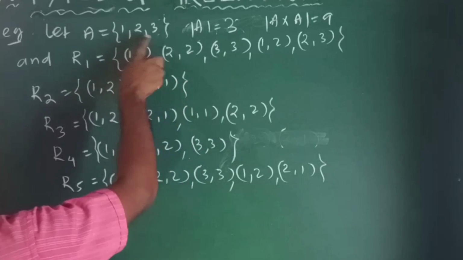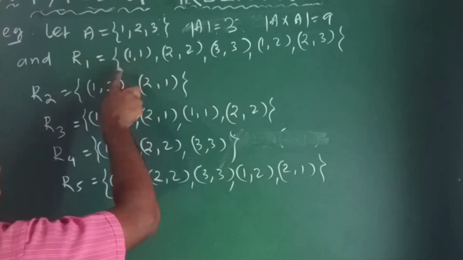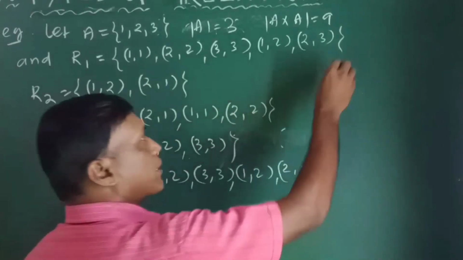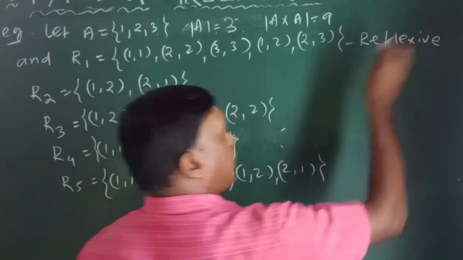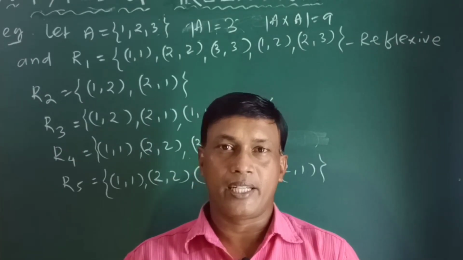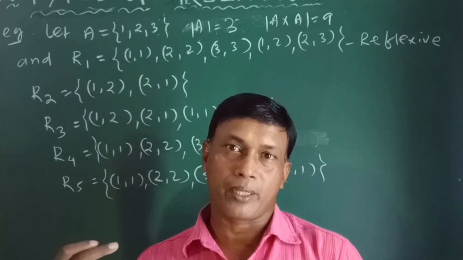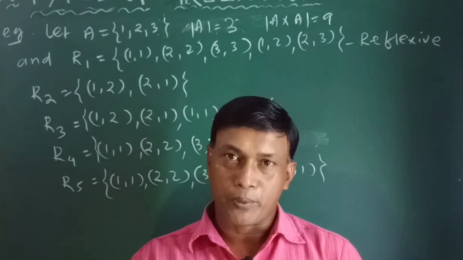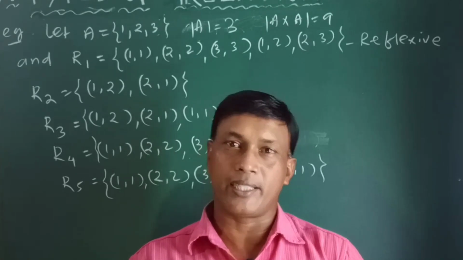That means every element of set A is related with itself. So this is a reflexive relation. So the first one is reflexive. But in an identity relation, every element is related with itself only. In the case of a reflexive relation, you have to omit the word "only". That means every element is related with itself.